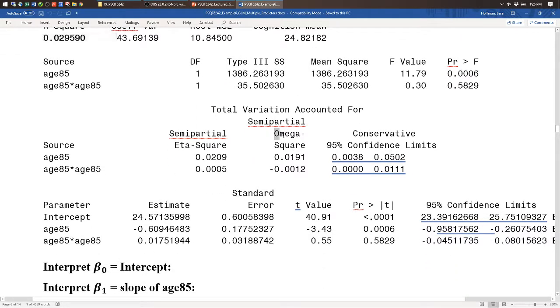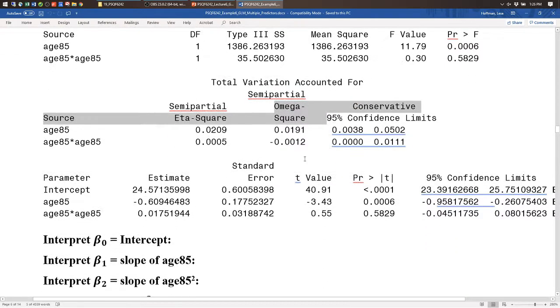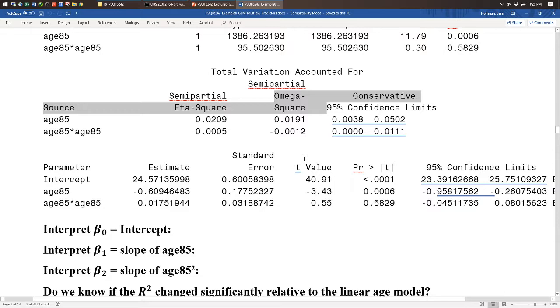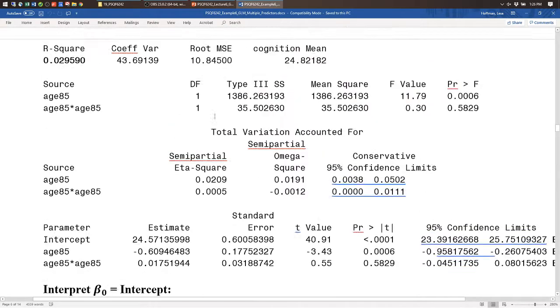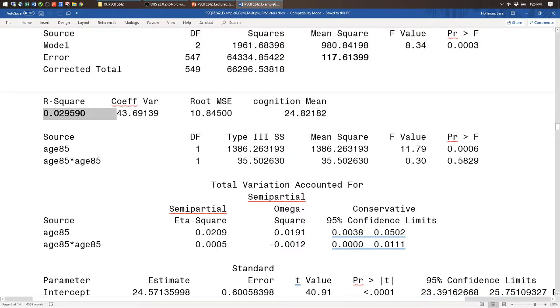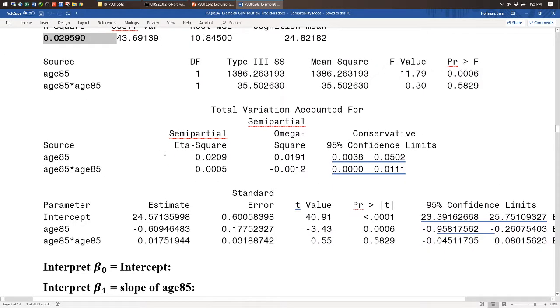Omega square, by the way, that one is sort of like the adjusted R square. I showed that to you once and said I've never been asked for it, but I included it just in case reviewer 3 wants it. This one adjusts for sample size. So you can choose to report whichever one you want. Just be clear as to which one it is. This one, the semi-partial eta square, is the one that maps directly onto this R square, which is what's given by default. So that's the one I'm going with for today.